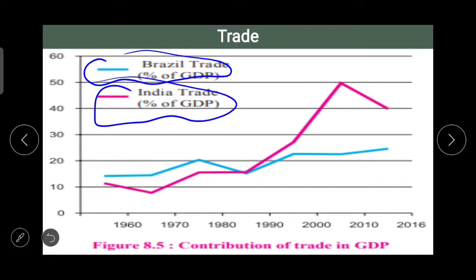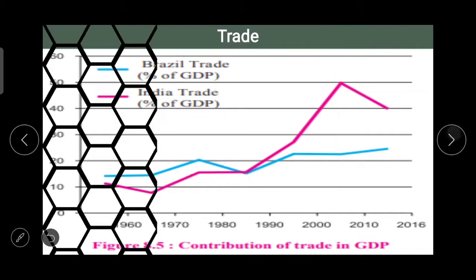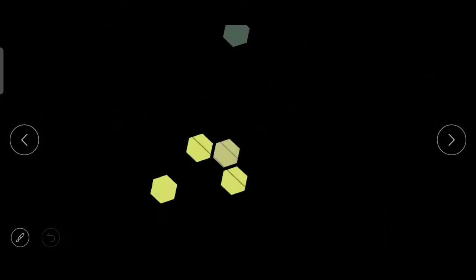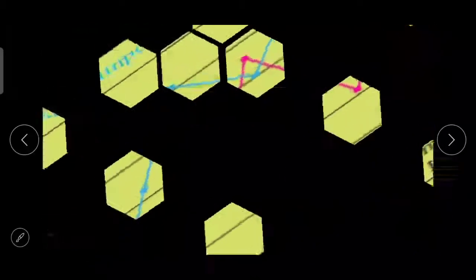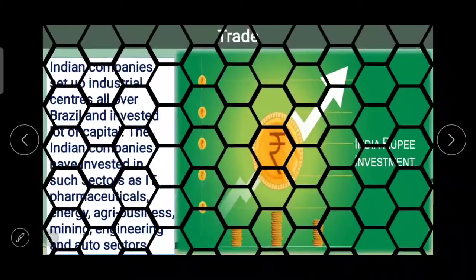If we talk about India, then here in 1965 it is below 10, then it's increasing continuously, and here it is 50%. India Brazil trade, you people observe this, understand what is given in the figure.